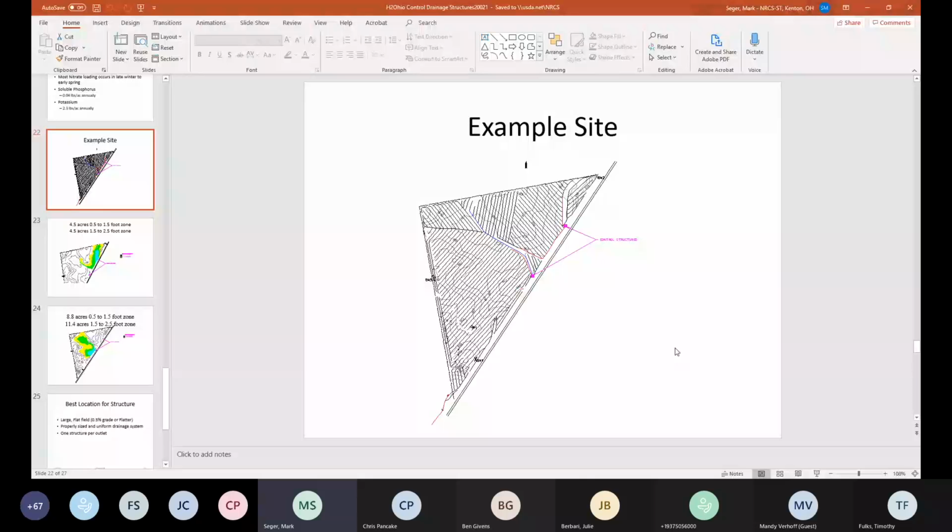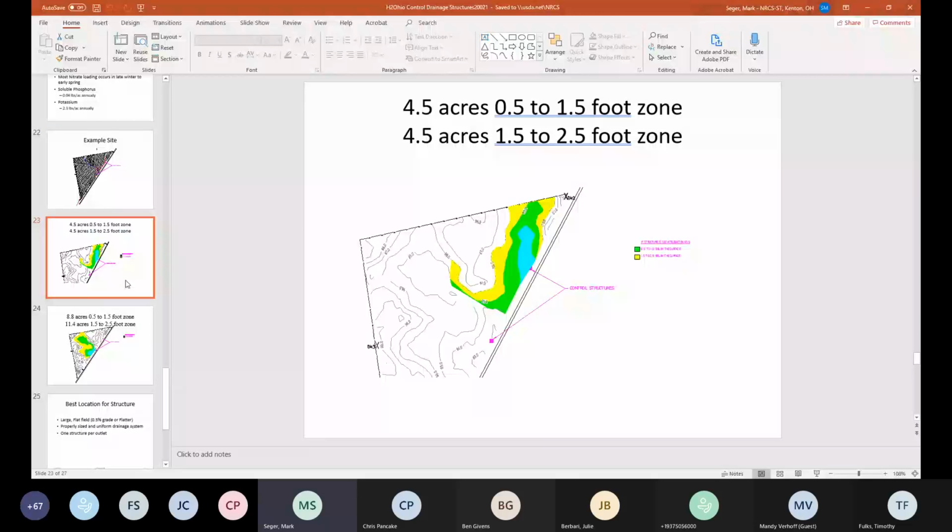So the structure that I'm showing right now at the top of the page would only have about 9 acres of influence from that location. So in this situation, by itself, this site would not be eligible for H2Ohio requirements because we need to have a minimum of 10 acres of influence.